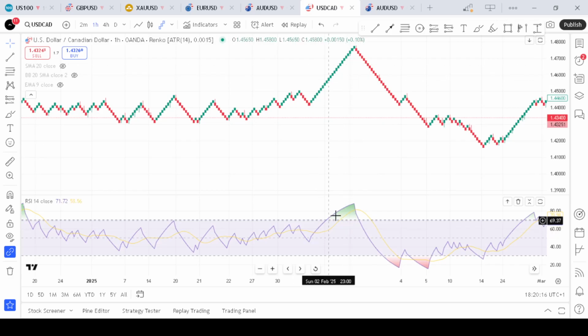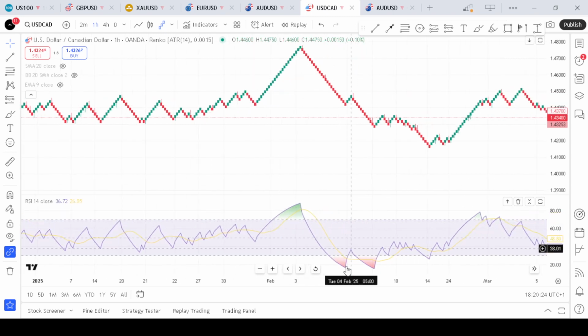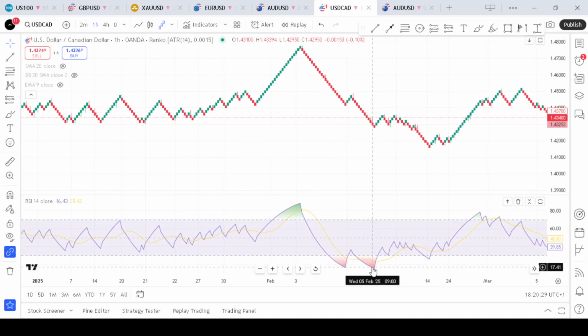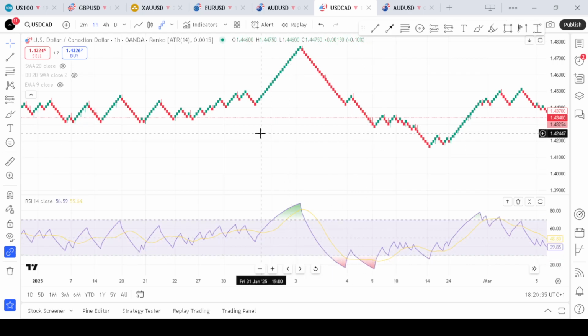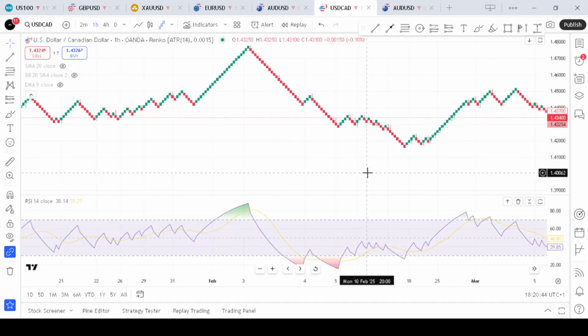When price is at the overbought region, we are going to be expecting a reversal to the downside. Then when price is below 30, this signals an oversold region, saying that price might reverse to the upside any moment in time. We can also make use of the RSI divergence with the Renko bricks to spot potential reversals. This is how we can spot reversals.